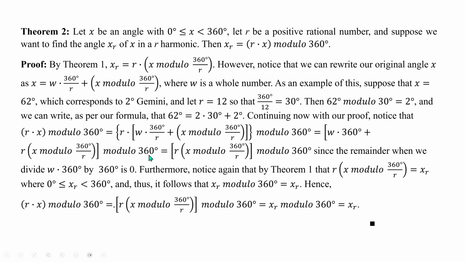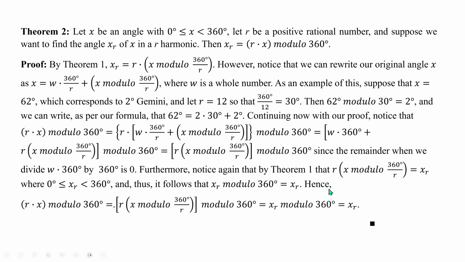Furthermore, notice again that by Theorem 1, r times parentheses x modulo 360 degrees over r, parentheses closed, is equal to x of r, the value we're looking for, where 0 degrees is less than or equal to x of r, less than 360 degrees. Now, since this angle is going to be less than 360 degrees, it follows that x of r modulo 360 degrees is just x of r.